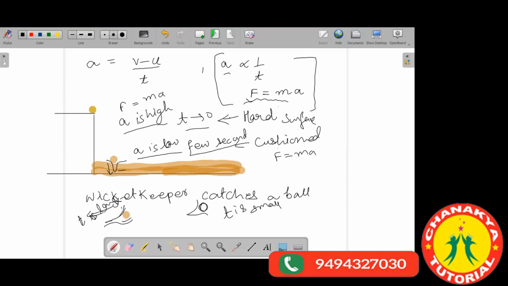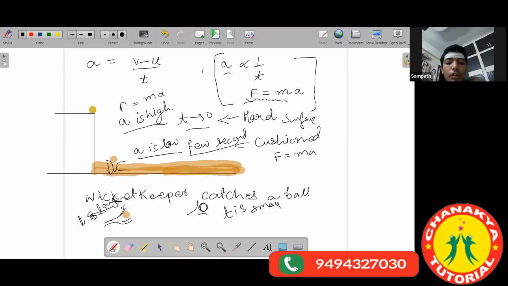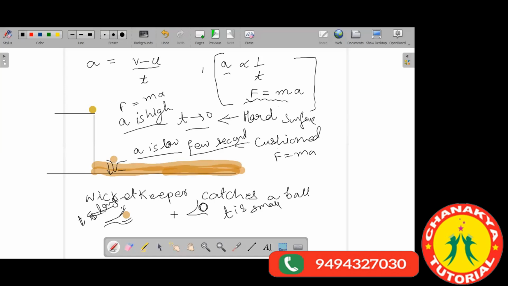So the amount of change of momentum that has to be brought about. Yes, sir. If he stops at an instant, then the keeper should have applied more force. But while dragging, he can apply a small force, sir. Yeah, here with a small force he is able to catch it, and here he has to apply a large force, and hence he might get injured. There are chances that he might get injured if he is not pulling it backward.